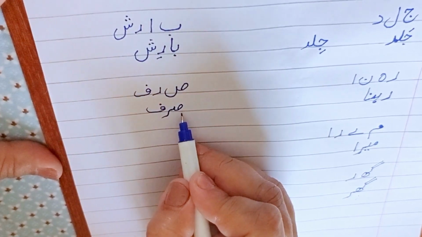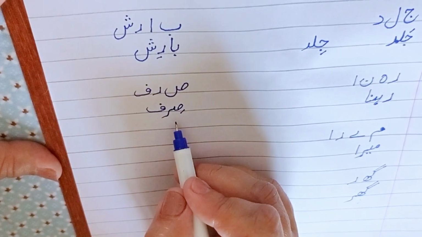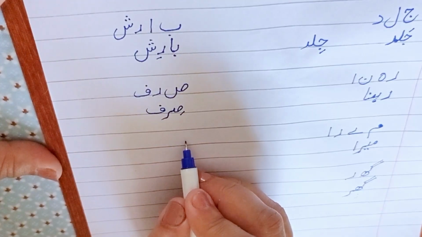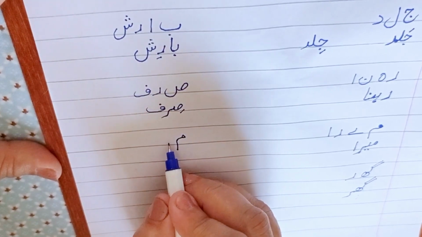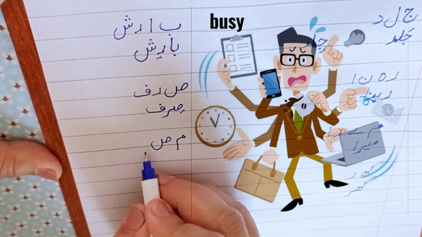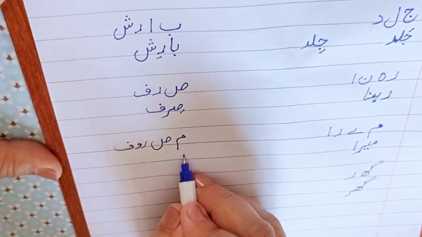So this is sirf. We can put zair underneath to give the exact pronunciation sirf. The next one is when swad comes in the middle. For that we will use this word masroof. Masroof is busy. In masroof, these letters are used.